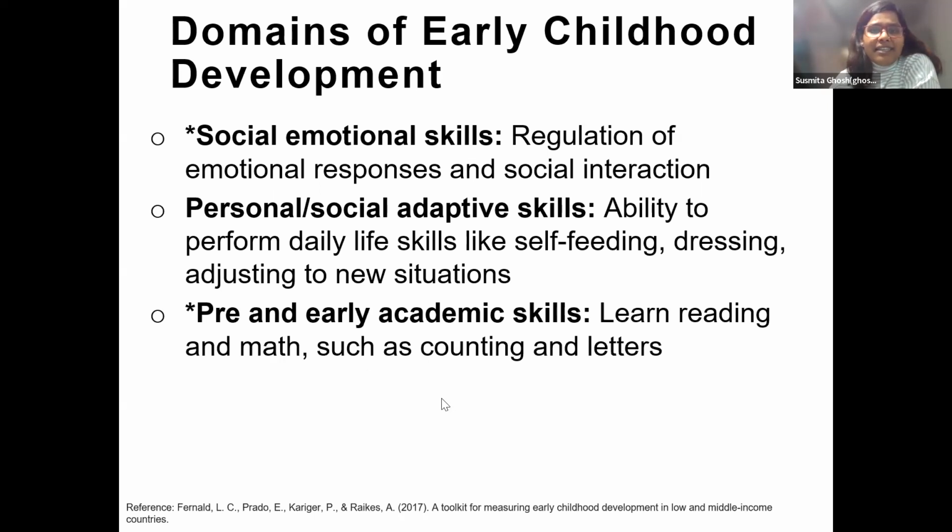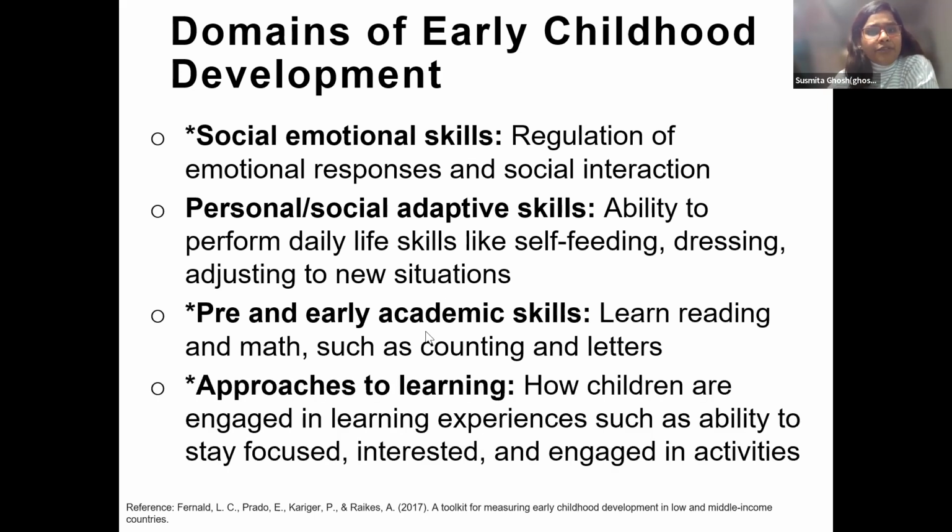And pre and early academic skills, that is the ability of a child to learn reading and math, such as counting numbers and naming letters or alphabets. And approaches to learning is how the children are engaged in learning experiences, such as their ability to stay focused or interested or engaged with the activities.